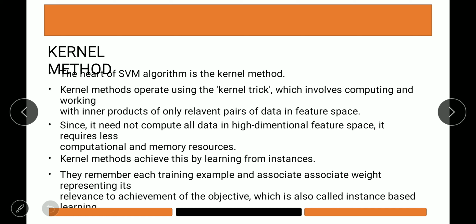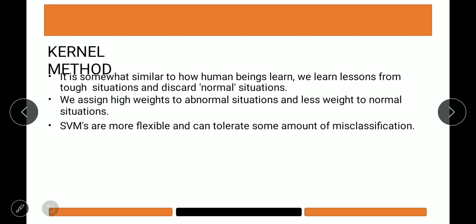So kernel methods achieve this by learning from instances. Every instance it works with, it learns some experience from it. So this is the kernel method. It is somewhat similar to how human beings learn, right? We learn lessons from tough situations and discard normal situations. So we assign high weights to abnormal situations and less weight to normal situations. That is how the kernel method works. And SVMs are more flexible and can tolerate some amount of misclassification also. Okay, that is one of the advantages of the kernel method.